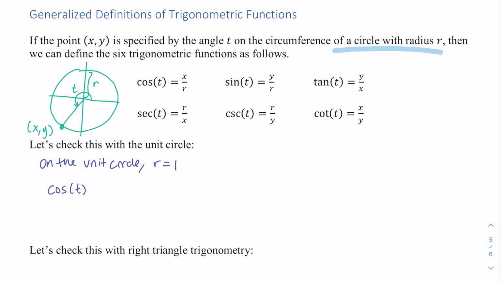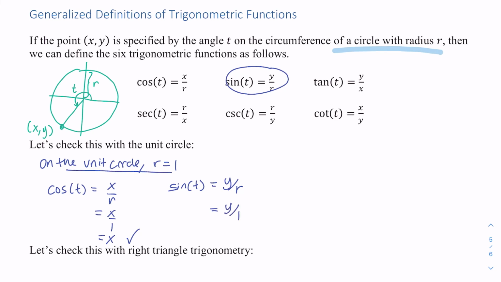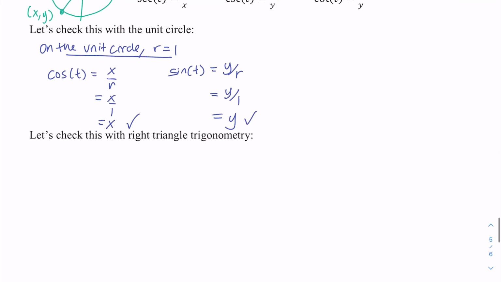So cosine of t gives me x over r, which is x over 1, which is x. And cosine of t is equal to x on the unit circle, so I'm feeling good about that. And I'm assuming that sine of t will work the same way. Sine of t is y over r, given this generalized definition. Okay, on the unit circle, because now we're saying unit circle, then I just get y. And sine of t is equal to y on the unit circle. So it's still compatible with what we know from the unit circle.